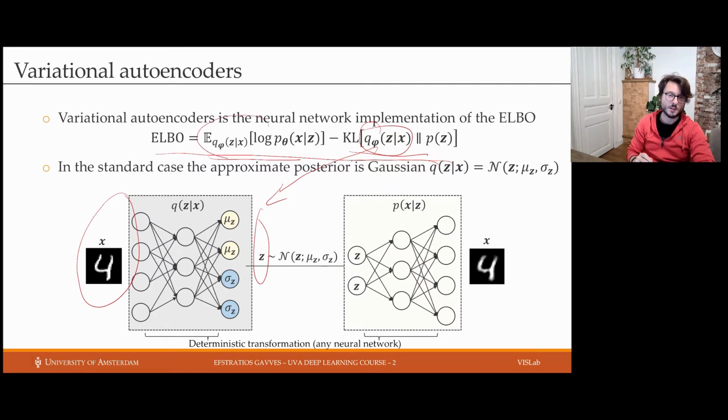Our first term is the expectation of the logarithm of a conditional likelihood given the latent variable z, and again this conditional is another neural network, specifically it's our decoder neural network, which receives as input our latent variables and returns as output the input itself. In the standard case, we can have approximate posteriors that are Gaussians, that is, our encoder neural network returns Gaussian random variables as z.